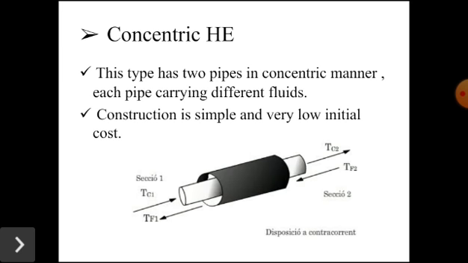Then the concentric type heat exchanger. The name itself indicates concentric. Here two pipes are arranged in a concentric manner. Different fluids are flowing in different pipes, hence the heat from one pipe to another pipe will be transferred through convection, conduction and convection. Here you can see how the setup will actually look.